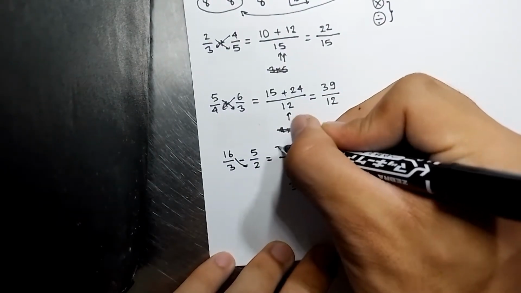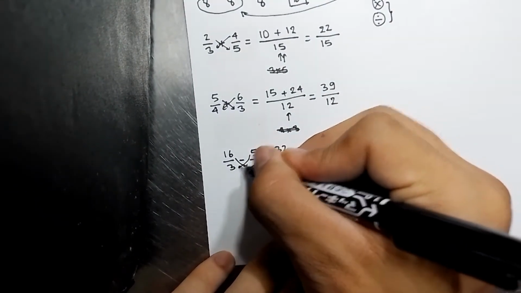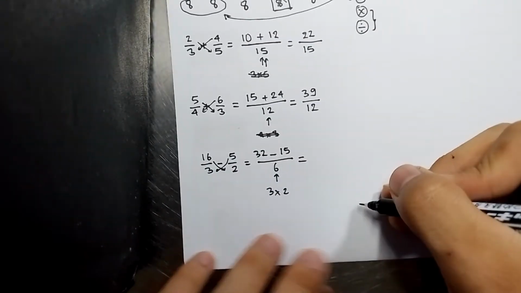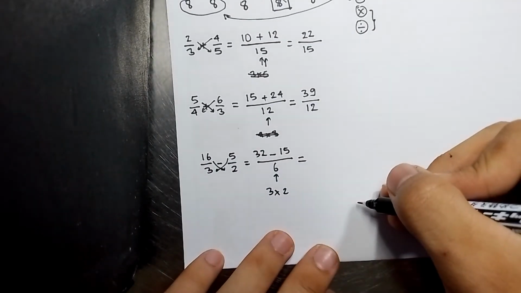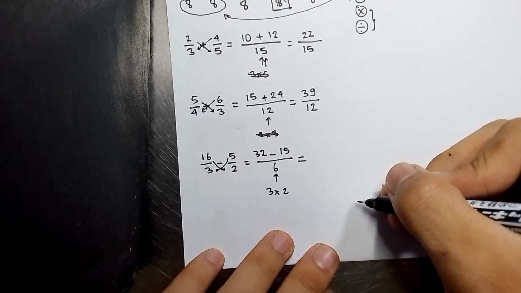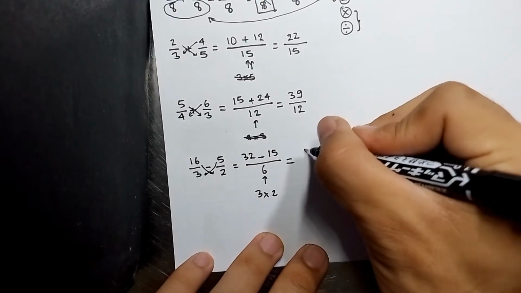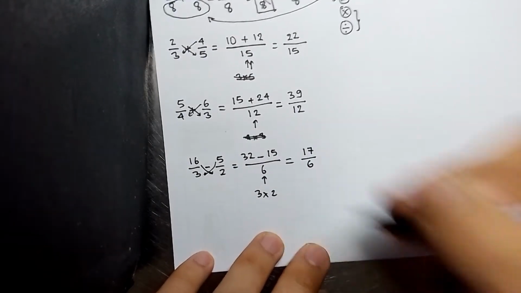Then 16 times 2, 32. 5 times 3 is 15. Okay, here's the problem. In the previous exercise, I told you that you cannot switch place. If you put 15 in the front and 32 at the back, you will get a different answer. Okay? So next we have 17 over 6.